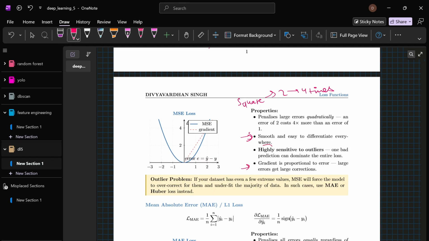Now here's a problem also: MSE is extremely sensitive to outliers. If even a few points have extreme values, MSE will force your model to overcorrect for those outliers and underfit the rest of your data.